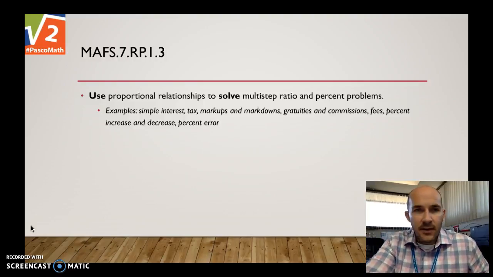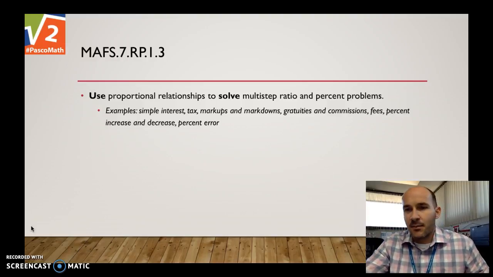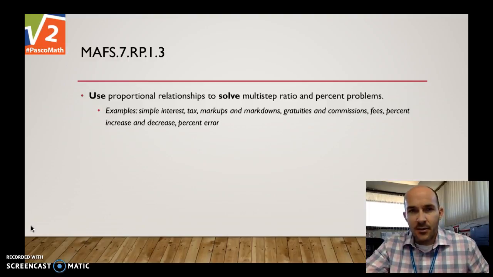So the standard itself reads, use proportional relationships to solve multi-step ratio and percent problems. And so in the example, we have simple interest, tax, markups, markdowns, gratuities, commissions, fees, percent increase, decrease, and percent error. So a lot of things going on there.